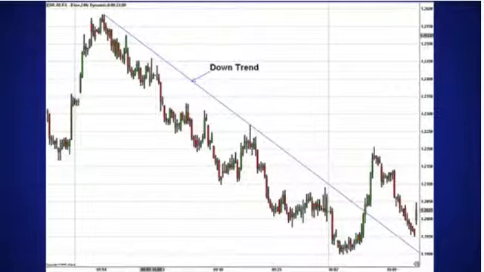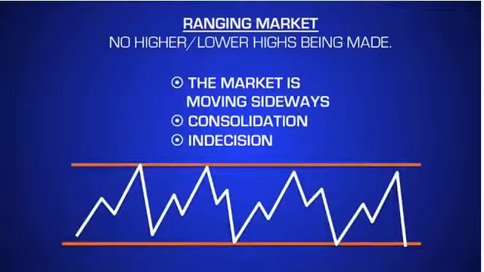You need to know where you're positioned at. Next, you have what is called a ranging market. This is not trending. So you see how the market is moving sideways. It's just going up and down, but it's not really going upward in any kind of direction with any kind of momentum, or downward with any kind of direction and any kind of momentum.